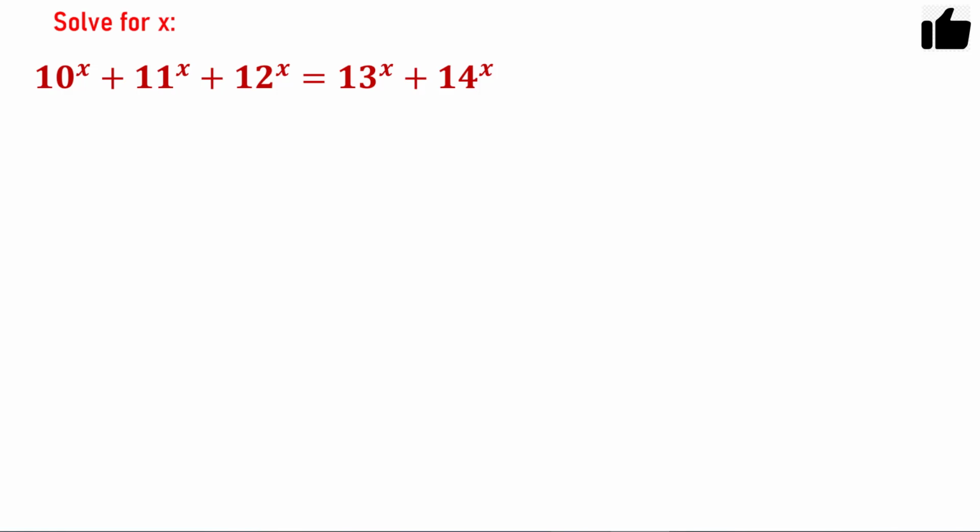Hello friends. In this problem you have been given an exponential equation and you have to find the value of x that satisfies this equation. The equation is 10 raised to the power x plus 11 raised to the power x plus 12 raised to the power x equals 13 raised to the power x plus 14 raised to the power x. So how will you find the value of x?